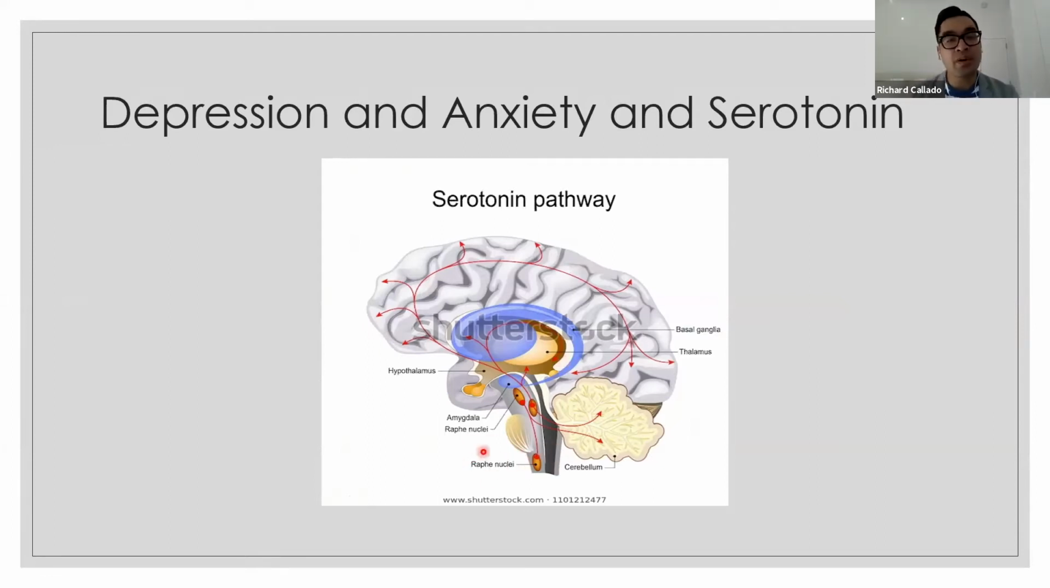When someone is depressed, we believe that there's not enough serotonin innervating the neurons there in the raphe nuclei. So a lot of the antidepressant medications that we use are a way of keeping serotonin in the synapse.